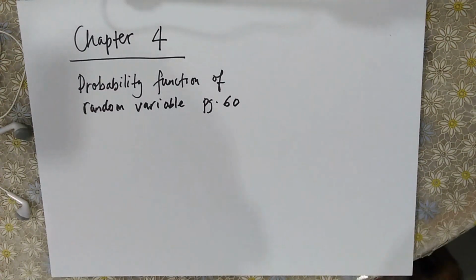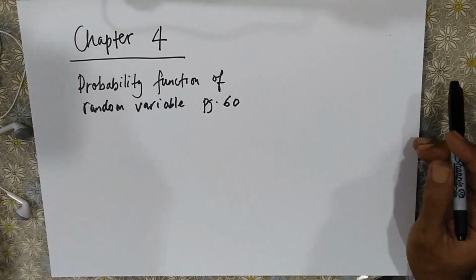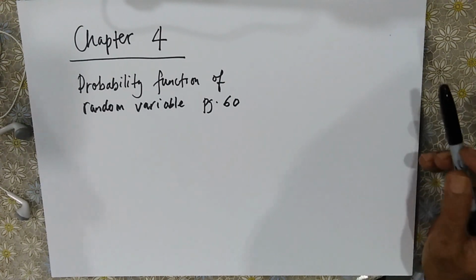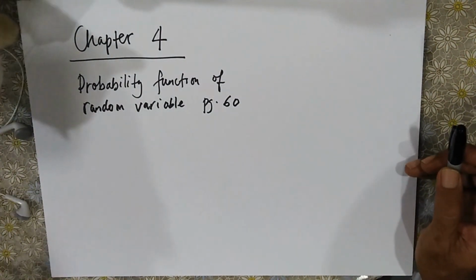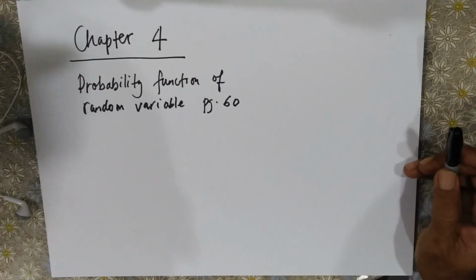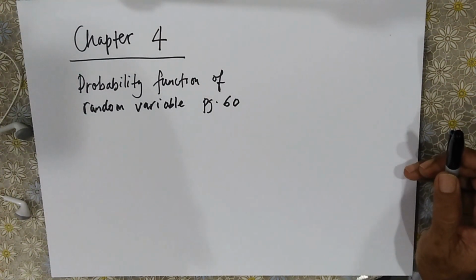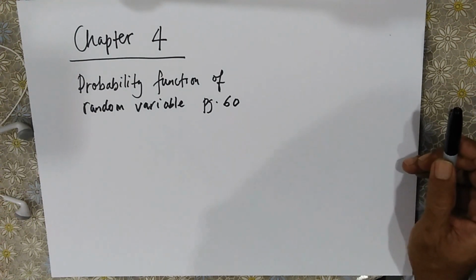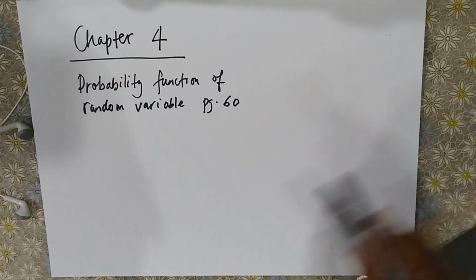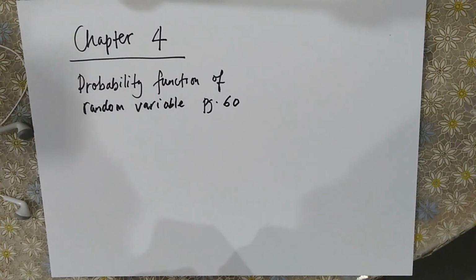Bismillahirrahmanirrahim. Today we'll learn about chapter 4, and this chapter 4 is just a revision because I have taught you chapter 4 already. Chapter 4 is on the probability function of random variable. You can refer to page 60 of my book.